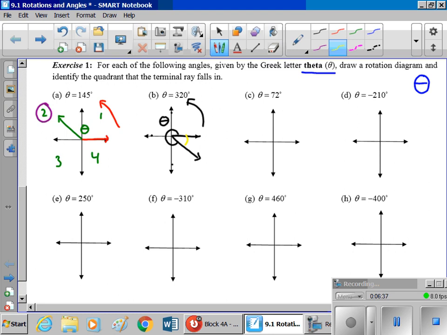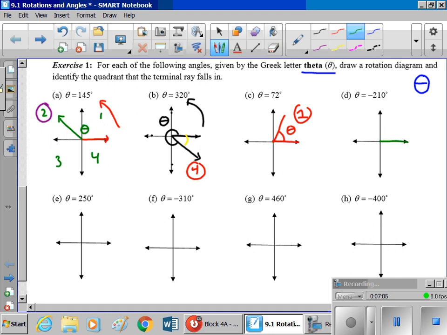All right, C. Here we have 72. So initial ray, always going to be on our positive x-axis, and then we're going to go 72 degrees up, which is going to be maybe like 130. Something like that. Here's theta. Oh, sorry, quadrants. This is quadrant 1. This is quadrant 4. Scatterbrain.